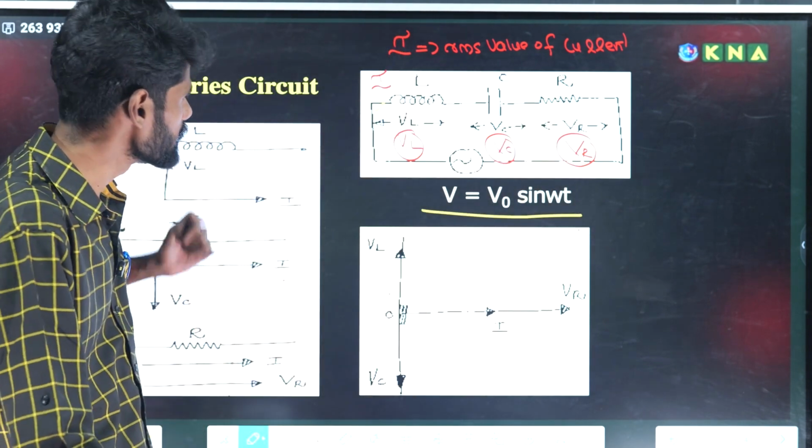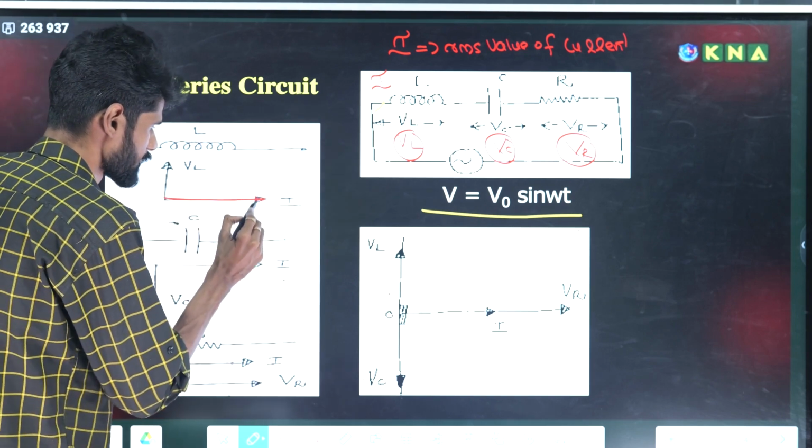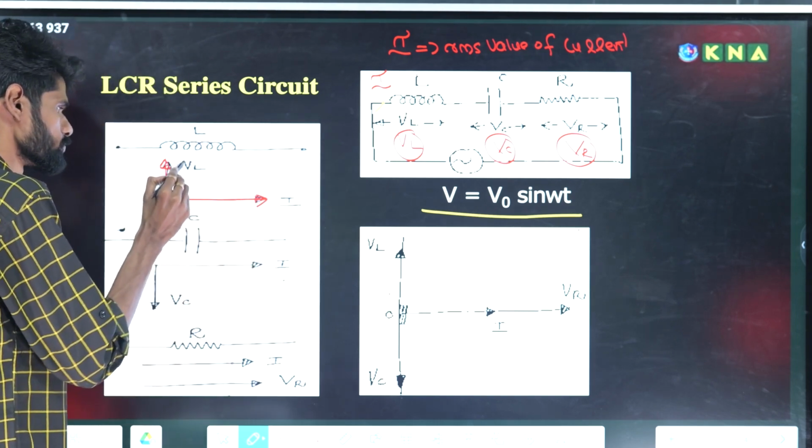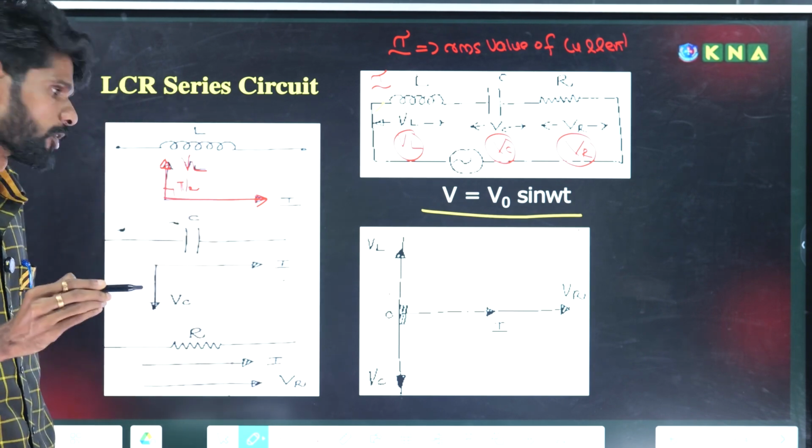Okay, so move on to the individual phasor diagrams. For the inductor, here this is the current I, this is the voltage VL, so voltage leads the current by a phase angle of pi by 2.